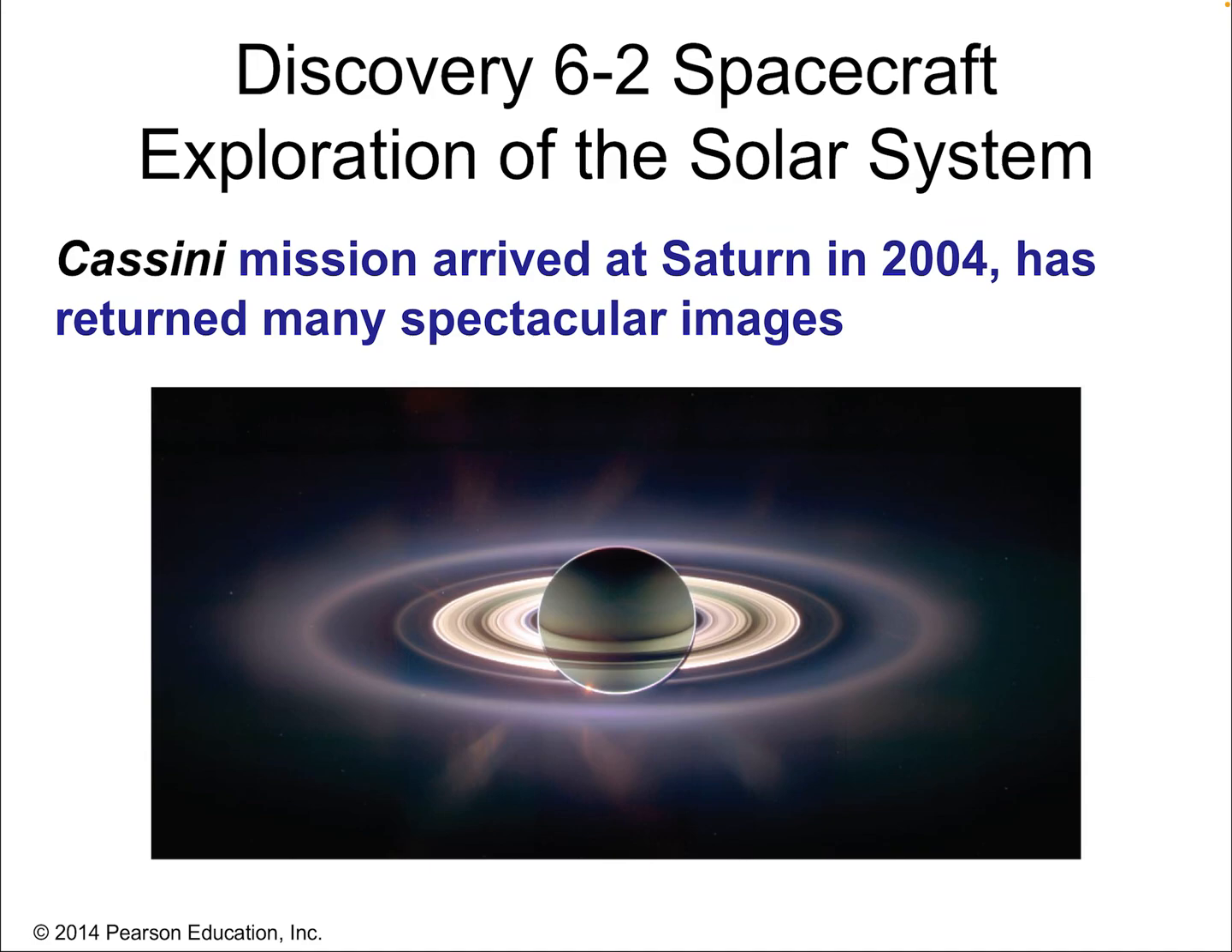Cassini was a space mission that went to Saturn. It arrived in 2004 and has returned many spectacular images. It spent quite a bit of time once it got there, continuing to orbit around Saturn, using leftover fuel to take it on trajectories around some of Saturn's moons as well, such as Enceladus, which we'll talk about in our chapter on Saturn. But it was a very successful mission before it eventually ran out of fuel and concluded its mission by crashing into the upper atmosphere of Saturn and burning up.